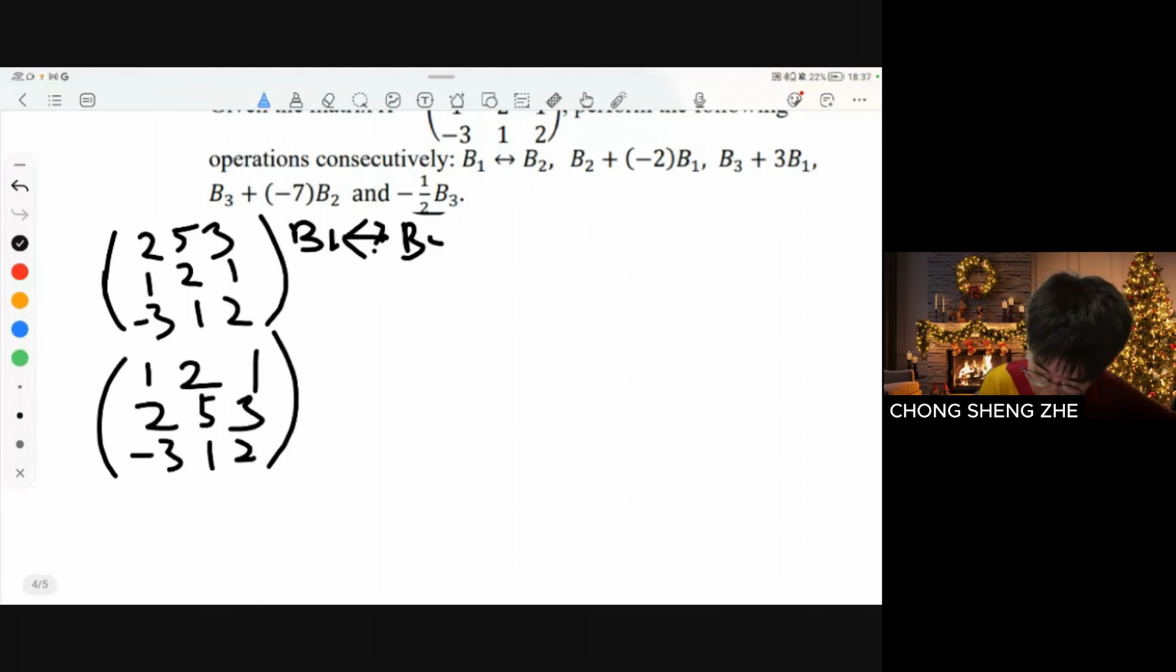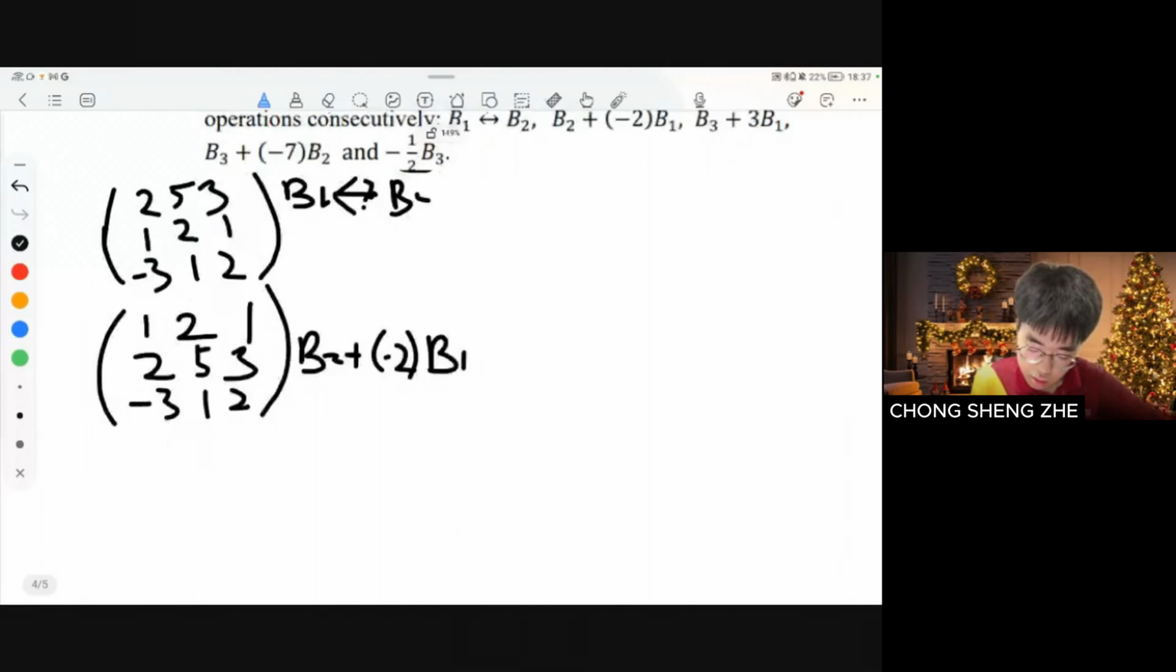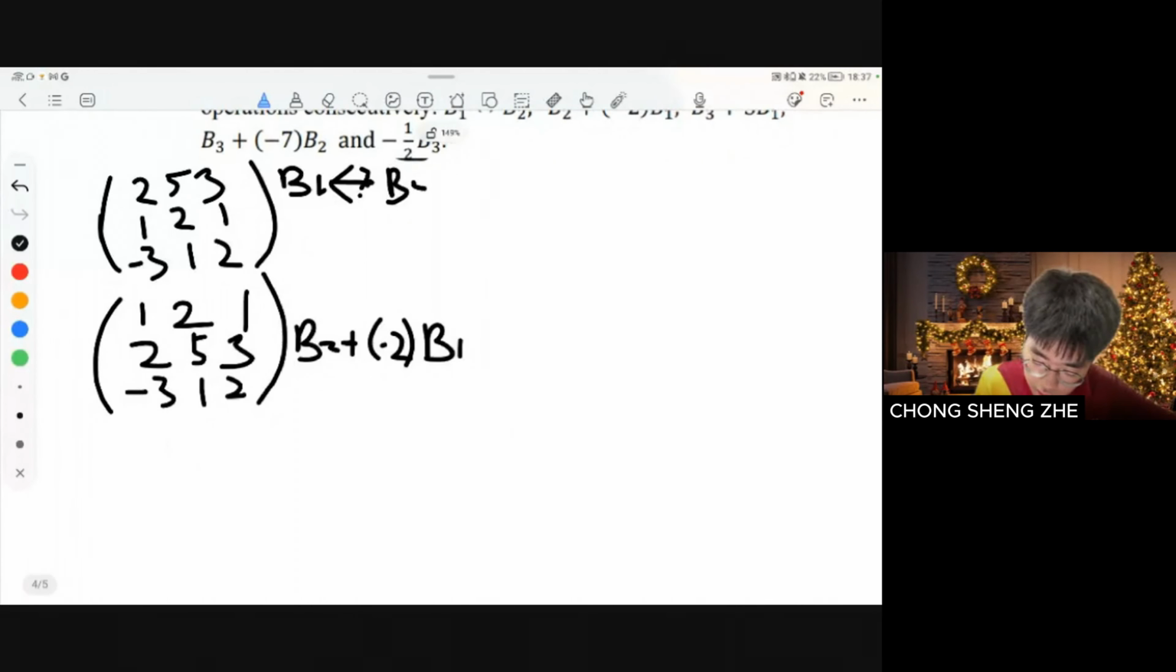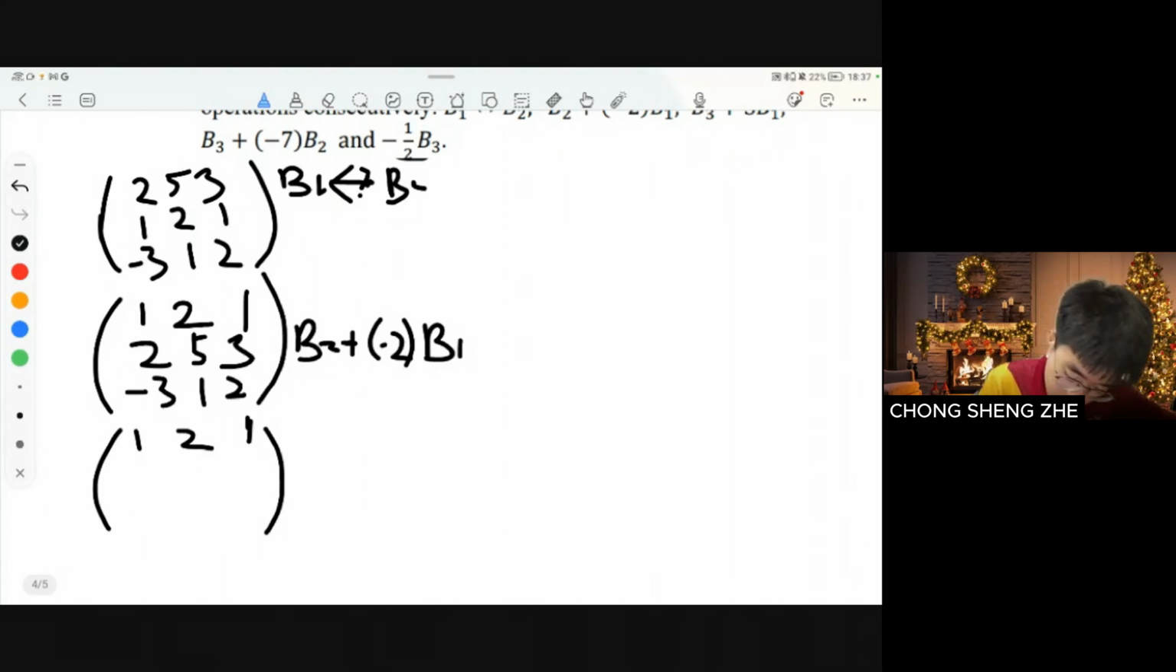The next operation is negative 2 R1, which means that to R2 we add R1 that has been multiplied by negative 2. So it will become 2 plus negative 2 times 1, which is 2 minus 2, which is 0. Then 5 plus negative 2 times 2, which is 5 minus 4, which is 1. And 3 plus negative 2 times 1 is 3 minus 1 equal to 1.